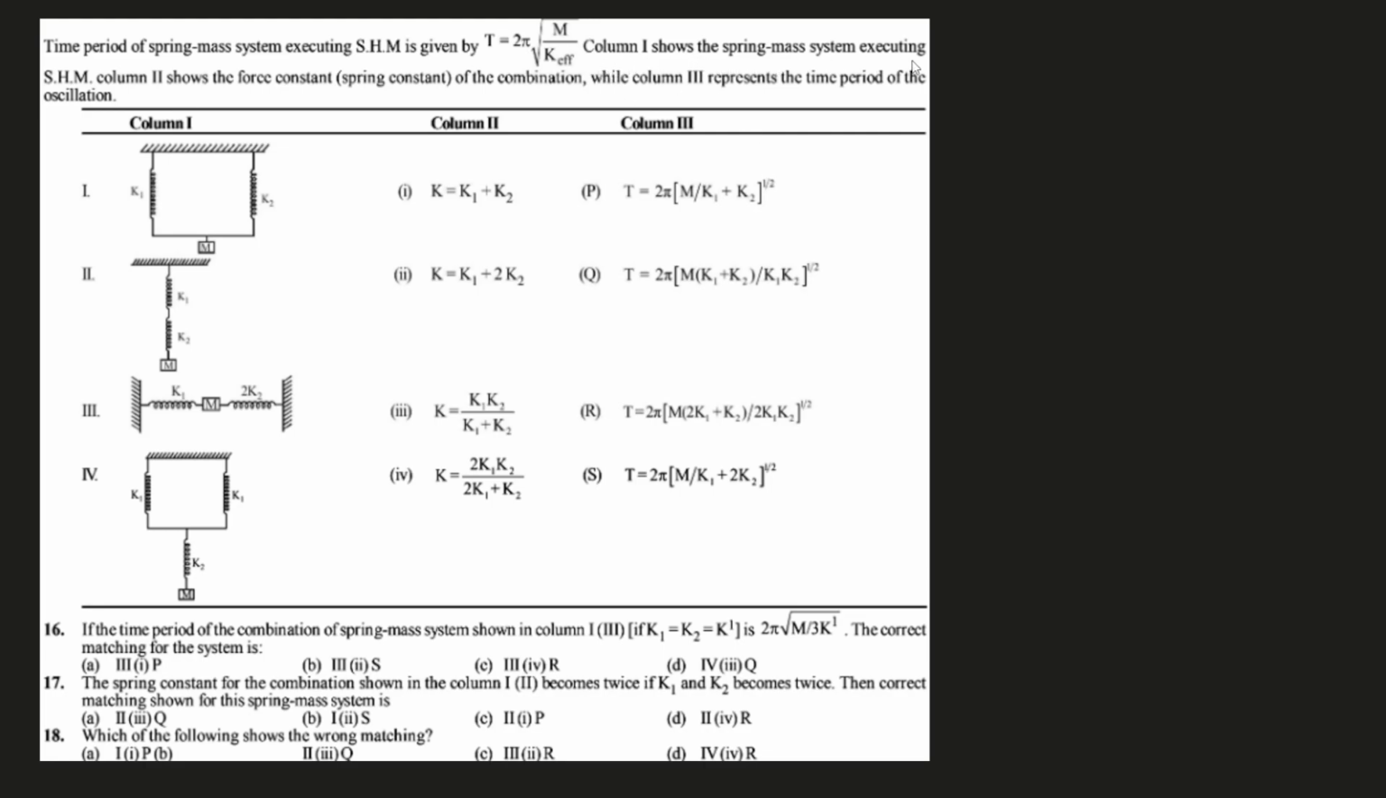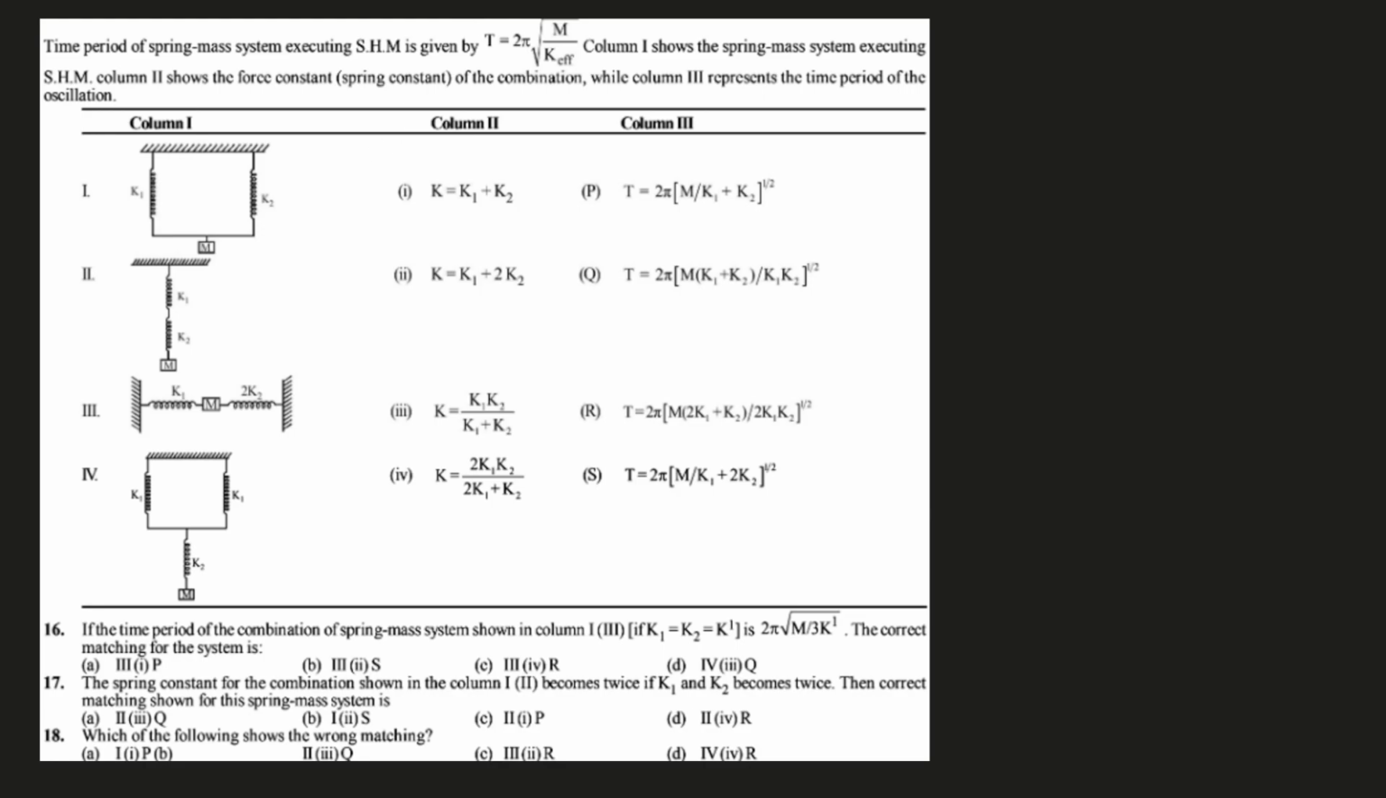Column 1 shows the spring mass system executing SHM. Column 2 shows the force constant, the spring constant of the combination, while column 3 represents the time period of the oscillation, and there are 3 questions that follow it. So let's just match the things right away, and then we'll figure out what's next.